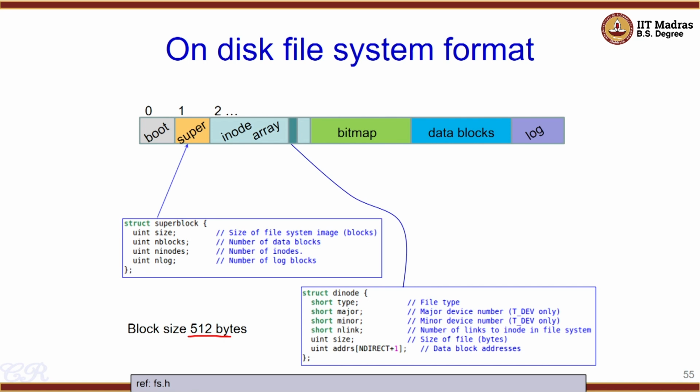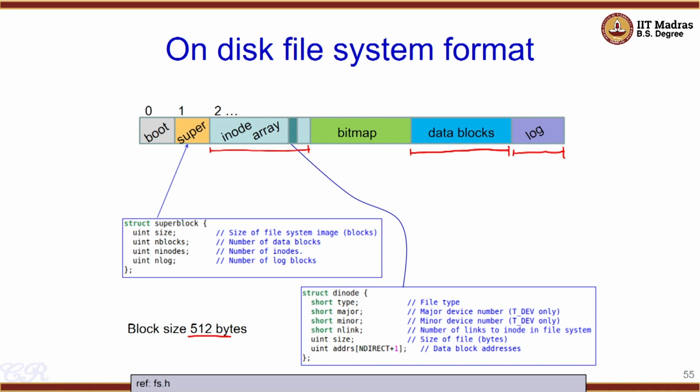Now the second block over here is the super block, which contains these 4 entries. It has the size of this file system in terms of number of blocks. It has the number of data blocks present, the number of inodes that are present, and the number of log blocks that are present. So for instance, we have this inode array, this is the number of data blocks, and these are the log blocks that are present.